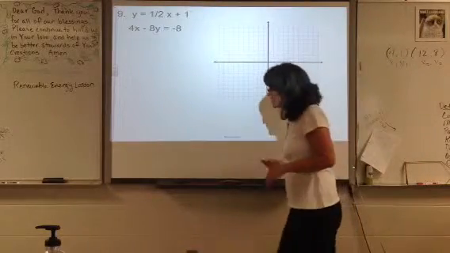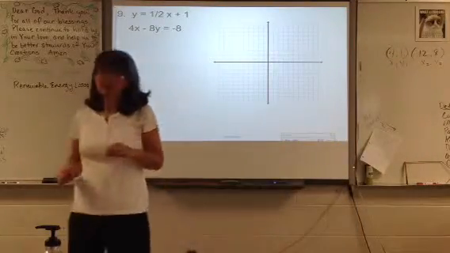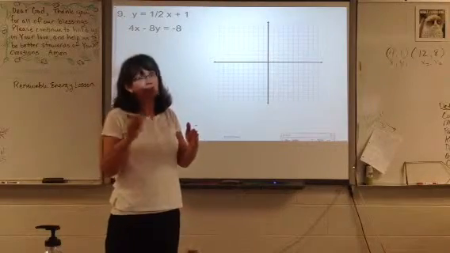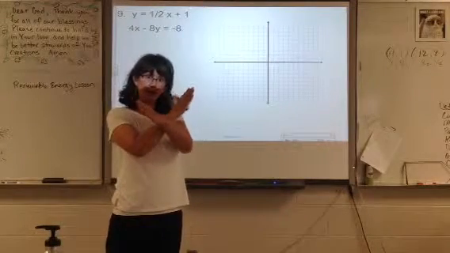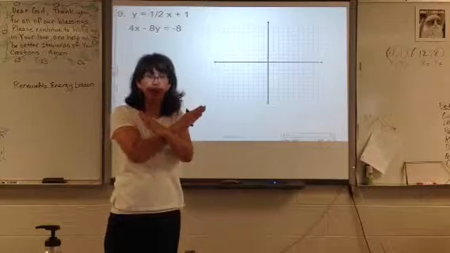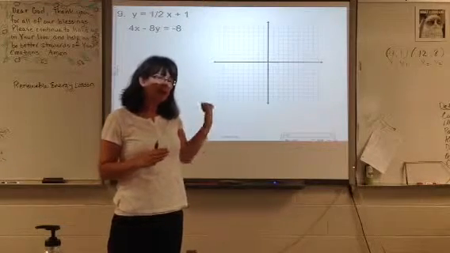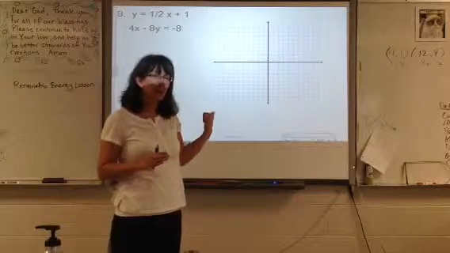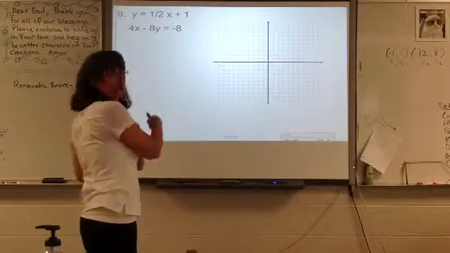Next. Okay, here's another weird one. Most of the lines that you're going to do are going to cross at one point, and you'll have an answer, a set of coordinates, like 5, 2, or 1, -3. But some of them are going to be like that, where there's no solution, because they're parallel. And some of them are going to be like this one.